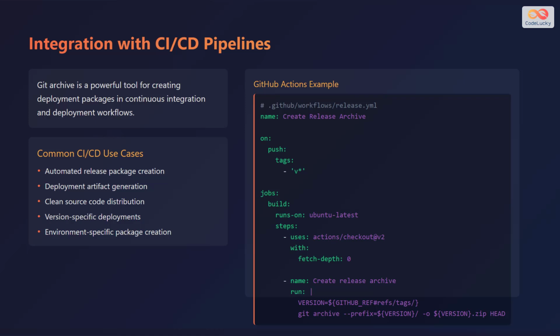Here's an example of how to use Git Archive in a GitHub Actions workflow. The workflow is triggered on push to tags that match the pattern v*. The workflow checks out the code, then creates a release archive using the command VERSION=${GITHUB_REF#refs/tags/}, then git archive --prefix=$VERSION/ -o $VERSION.zip HEAD.